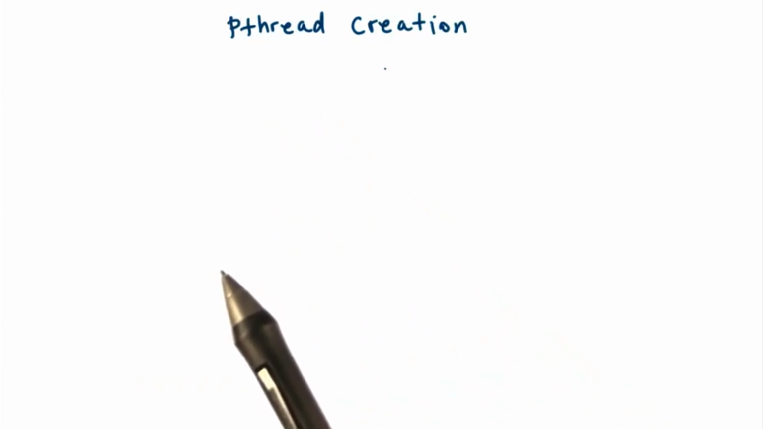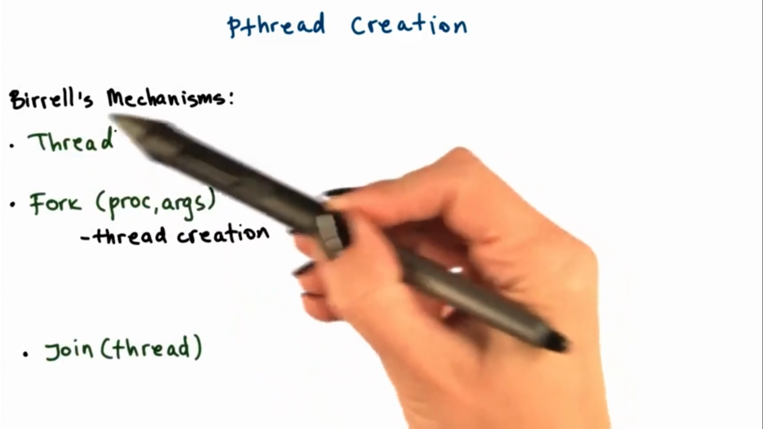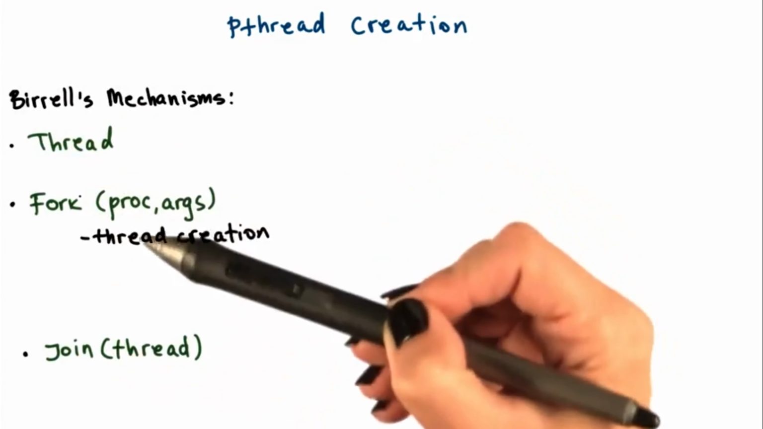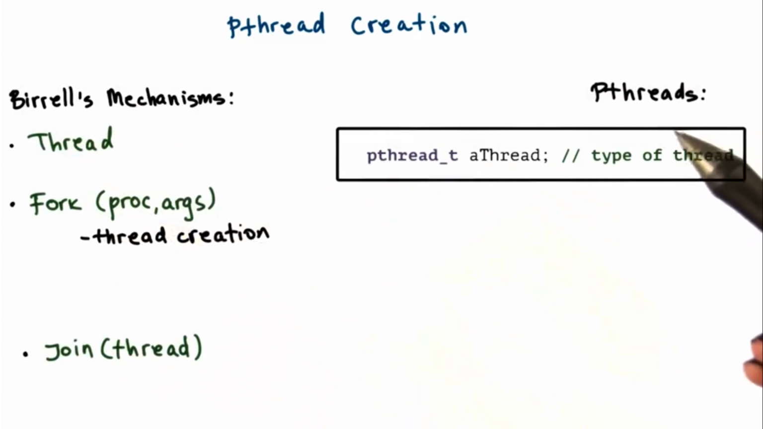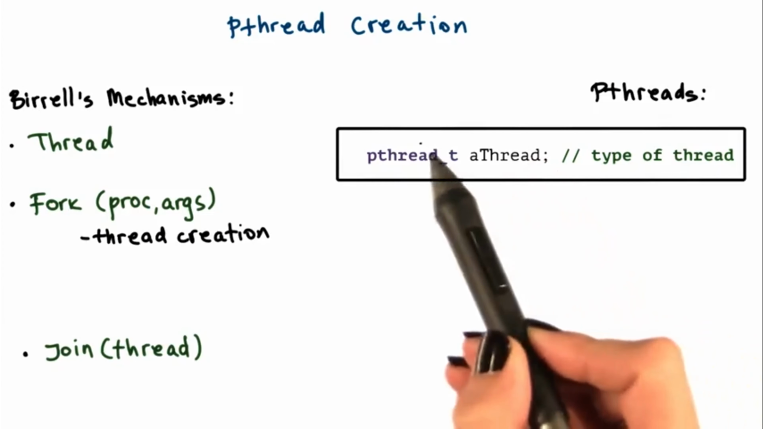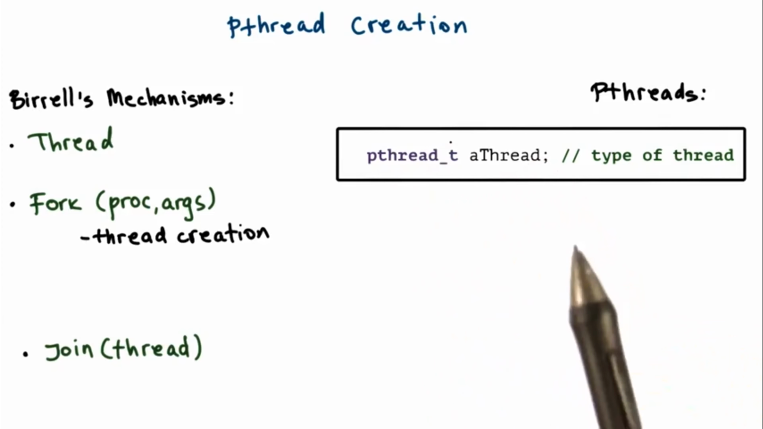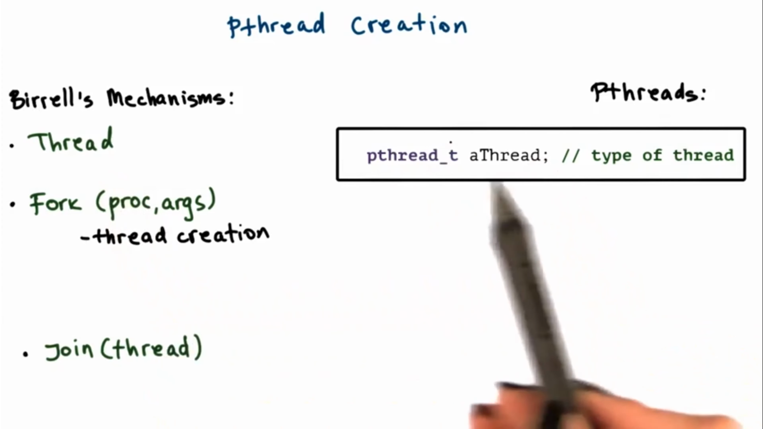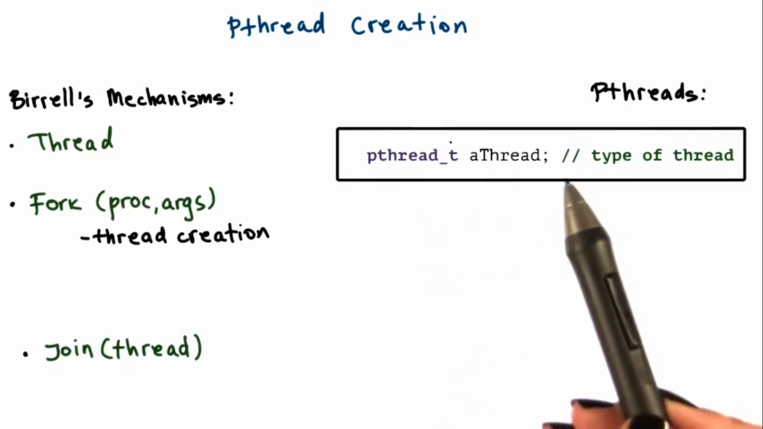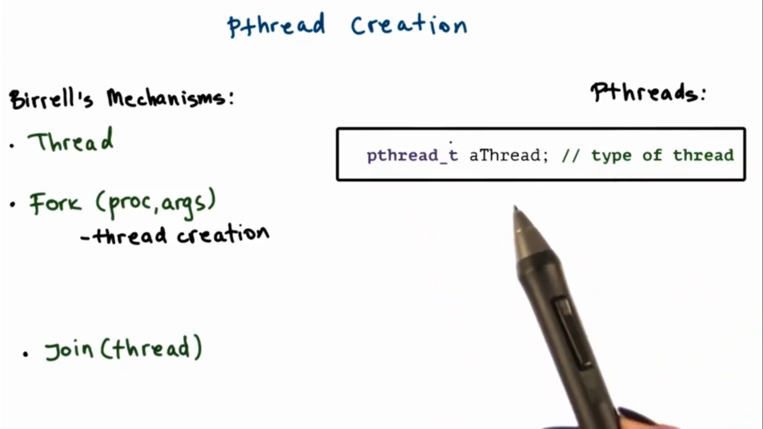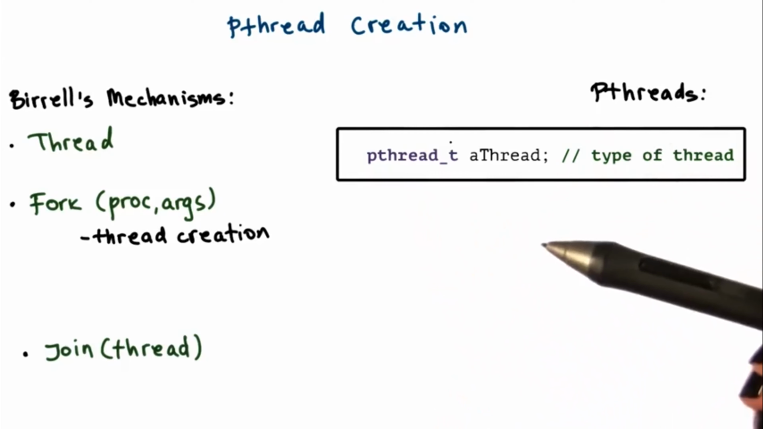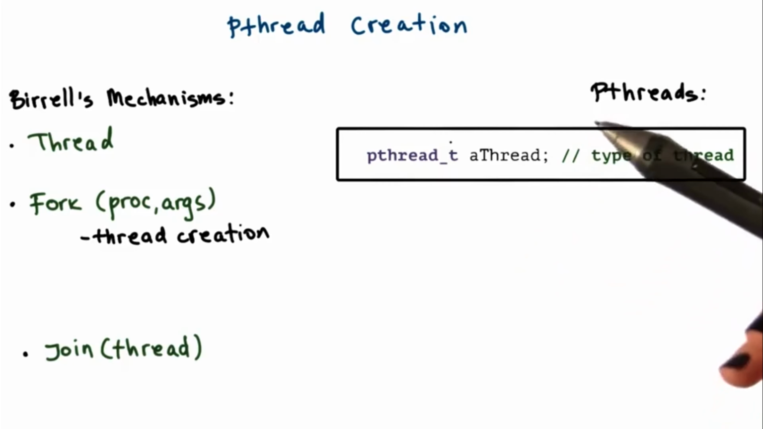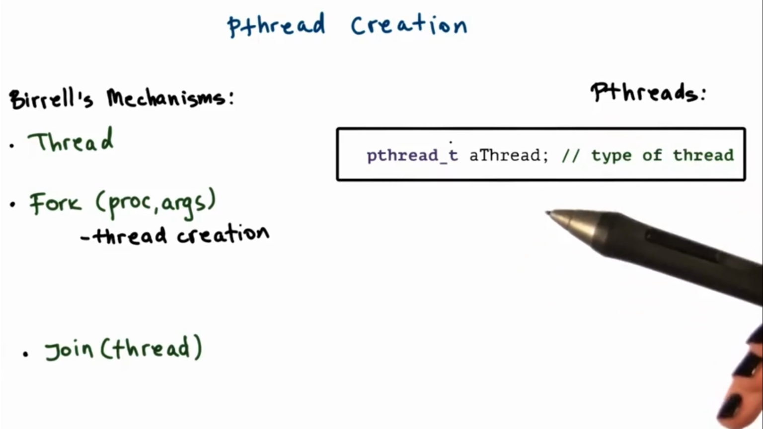First, let's look at the PThreads thread abstraction and the thread creation mechanism that corresponds to the mechanisms that were proposed by Birrell. Birrell proposed the thread abstraction and the fork and join mechanisms that work with that abstraction. To represent threads, PThreads supports a pthread_t data type. That's the thread data type. Like the Birrell thread data type, variables of this type will be uniquely identified with an identifier and will describe a thread, in this case a pthreads thread. They'll have an ID, execution state, and any other information that's relevant to the thread.